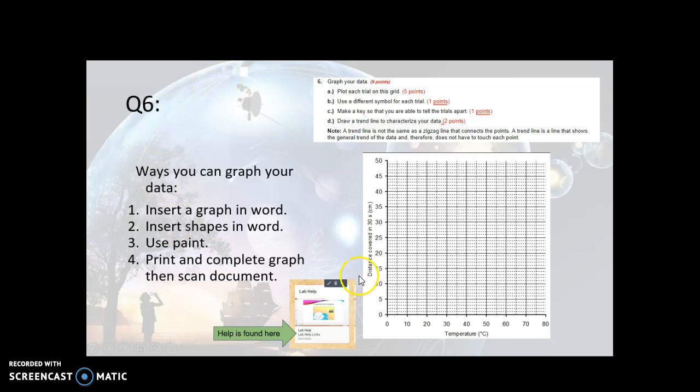All right, then we have the graph. If you have any problems with graphing, please come into Office Helps, and then you can get some extra help. If you don't want to wait for those Office Helps, there is a link on the lab on how to make graphs using Word, by inserting shapes, by inserting a graph in Word, by using Paint, or there's also one on Excel. So all of those helps are there, but if you're struggling, come in and get help.